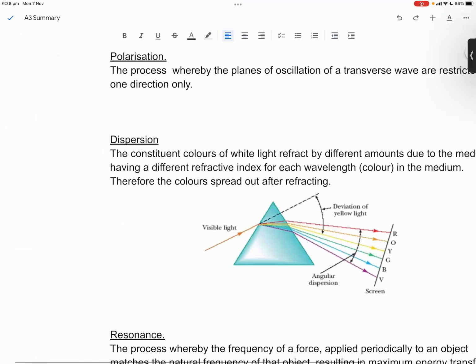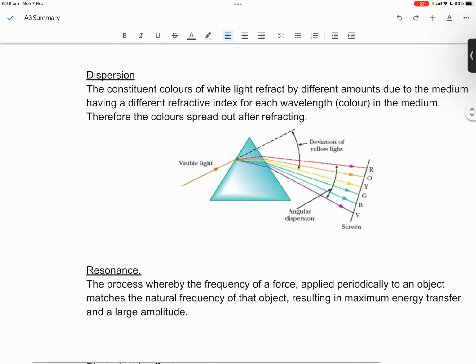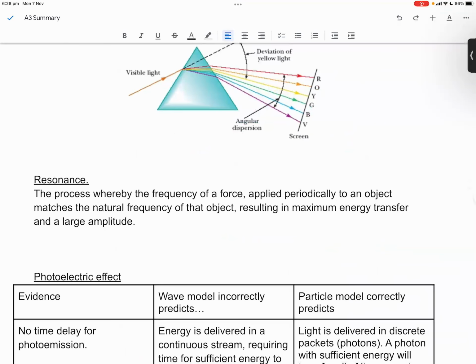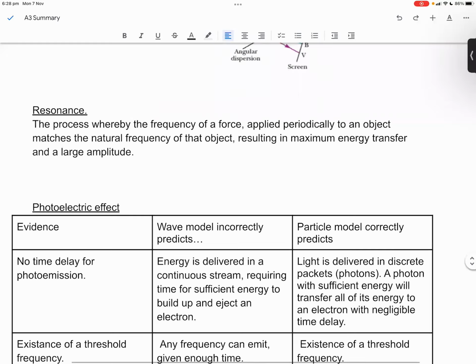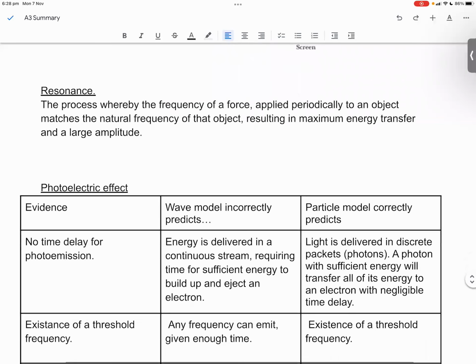So polarization, dispersion, resonance is one. If you feel it's something that gets asked often, and you think, what is that again? Or you feel you can discuss it but you'd like to become a bit more polished, just have a short definition to use as a guideline. But the more you can practice talking about it, the better.